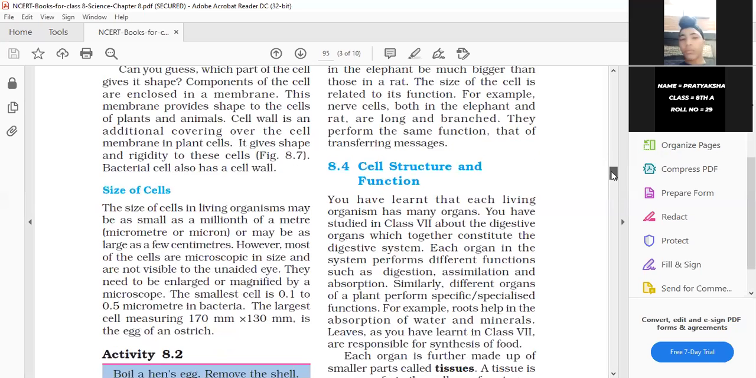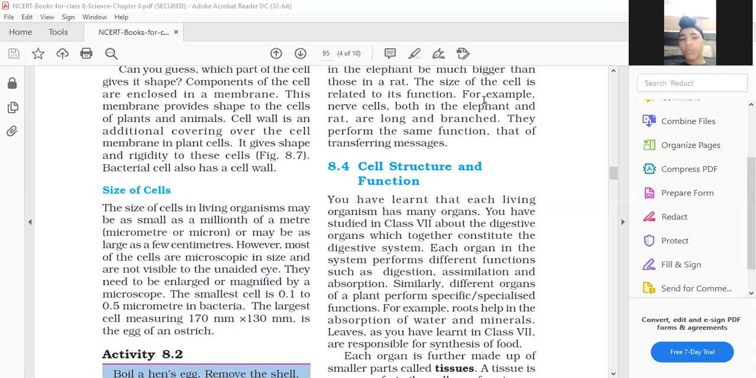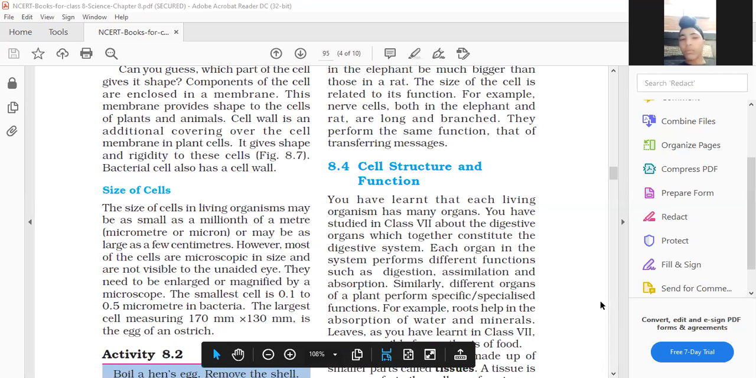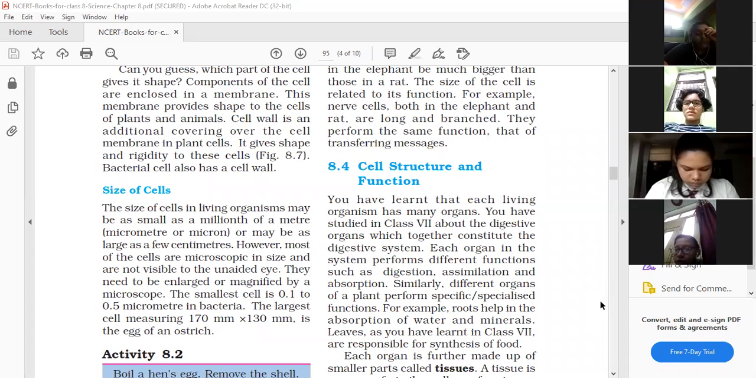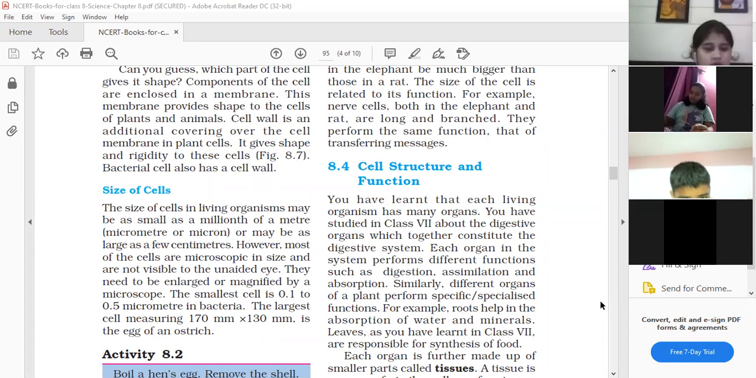Next is, okay, Ananya, continue. Size of cells. The size of cells in living organisms may be as small as a millionth of a meter, a micrometer or micron, or may be as large as a few centimeters. However, most cells are microscopic and are not visible to the unaided eye.